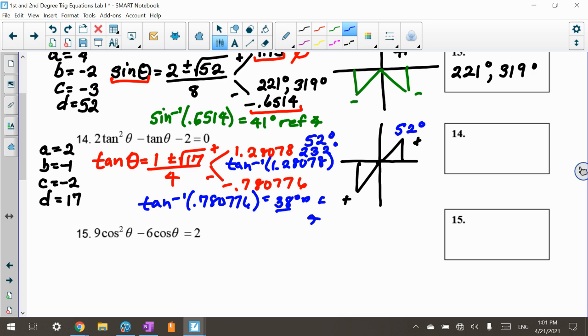It's a reference angle. Why is it a reference angle? Because this is negative, and I know that tan is negative in quadrants 2 and 4. So I'm going to use this 38 degrees, subtract it from 180, and subtract it from 360 to figure out what that would be. So when I subtract that from 180, I get 104 degrees. That's the first one. Okay. And then when I subtract it from 360, I get 322 degrees. So we have four answers.